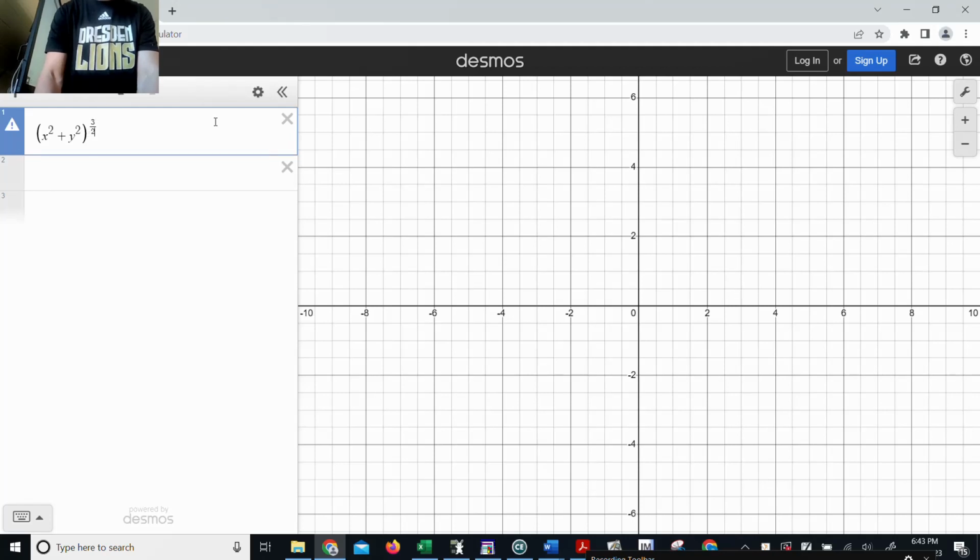That was to the 3/2, and it was equal to 2yx. It's a little propeller. Isn't that kind of cool? I think it is. Desmos can graph that. Your TI-84, that would be rough.